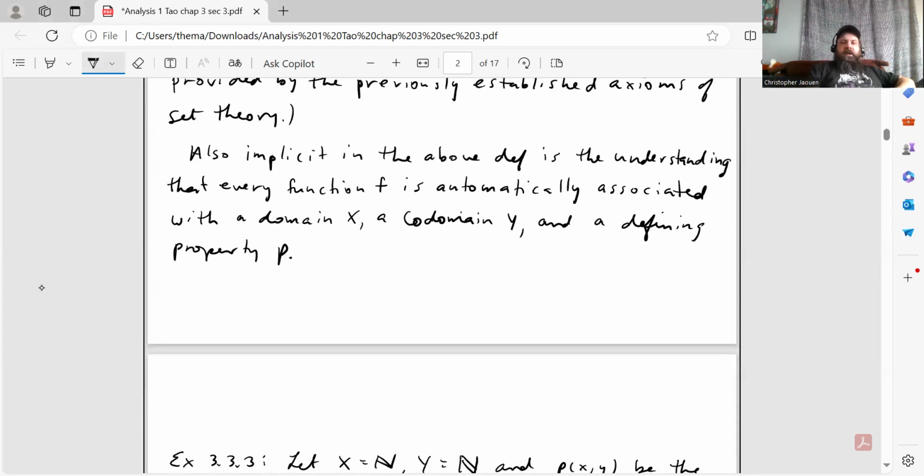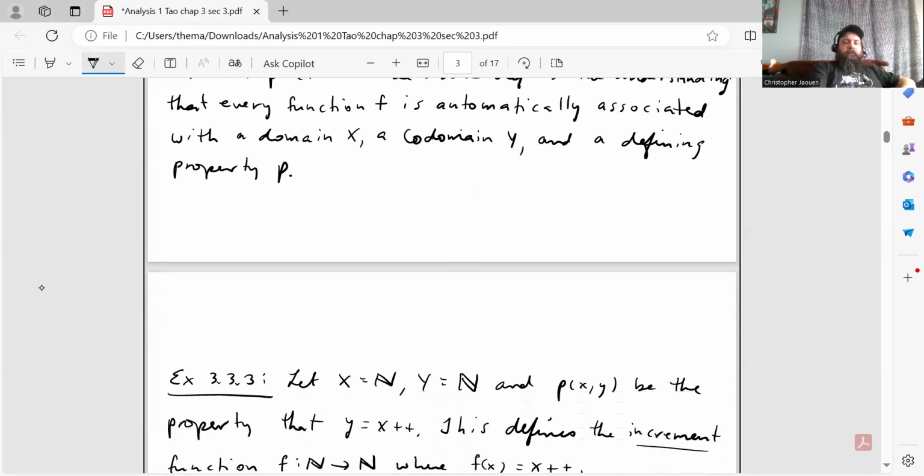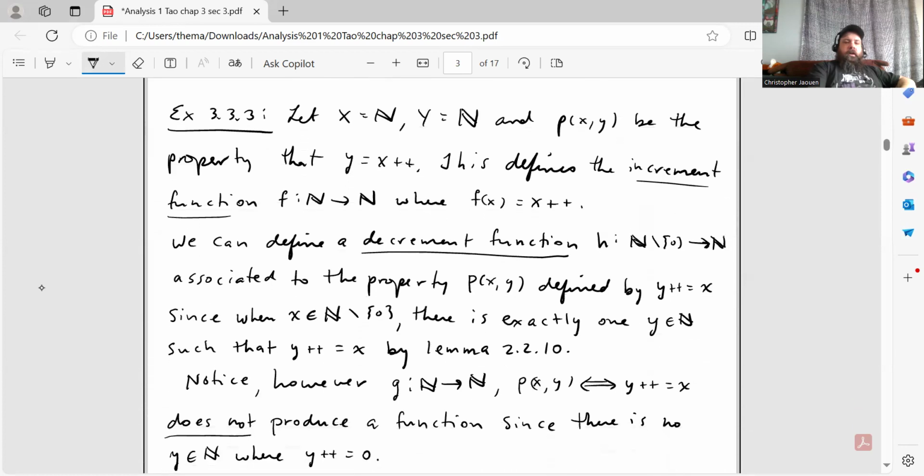Also, implicit in the above definition is the understanding that every function f is automatically associated with a domain X and a codomain Y, and a defining property P. All right, so he gives an example here. A lot of the examples, if you've taken math courses before, shouldn't be particularly new to you. But anyway, he gives some examples here.